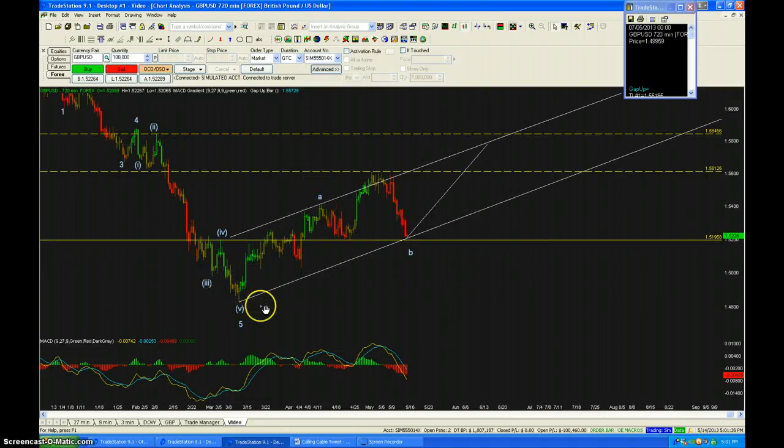Until it breaks this low right here, I'm going to stick with this count of 5 waves up A, 3-wave correction B, and then we should see another 5 waves up to get us close to 1.58.